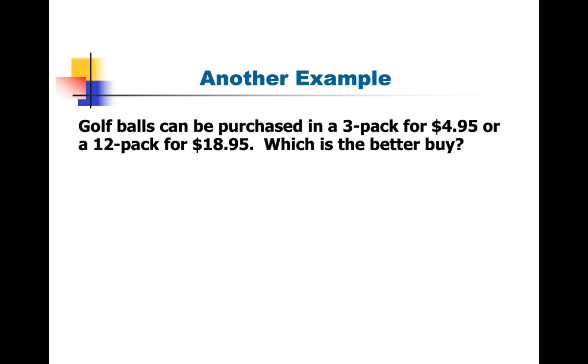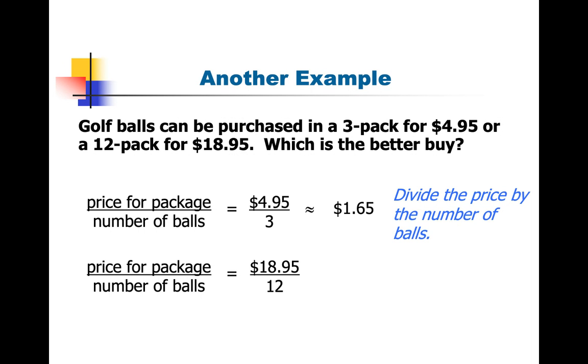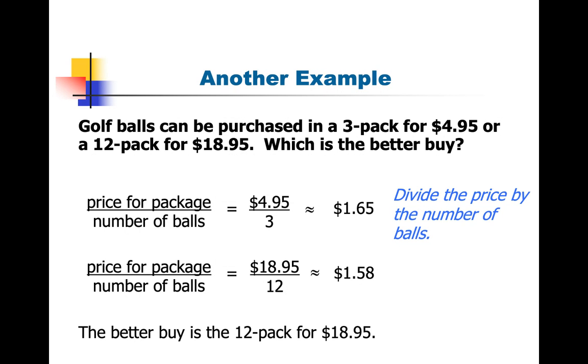How about this one? And again, you can pause this to solve this one on your own. Golf balls can be purchased in a 3-pack for $4.95 or a 12-pack for $18.95. Which one is the better buy? So again, you can pause this and solve, and you can check back with this. So if we compare the two, $4.95 for a 3-pack is the same thing as $1.65 per golf ball. And $18.95 divided by 12 gives me $1.58 per golf ball. So the 12-pack ends up being the better buy.